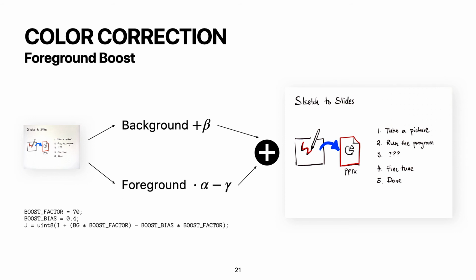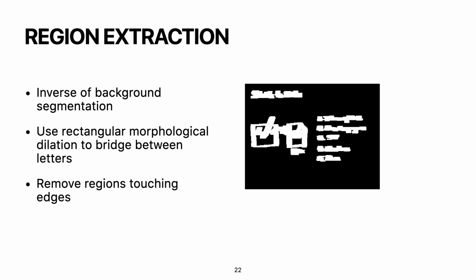So lastly, we do this foreground boost. Knowing the background foreground segmentation from earlier, we can use it to brighten the background and boost the contrast of the foreground separately. And this is the final result for that particular image.